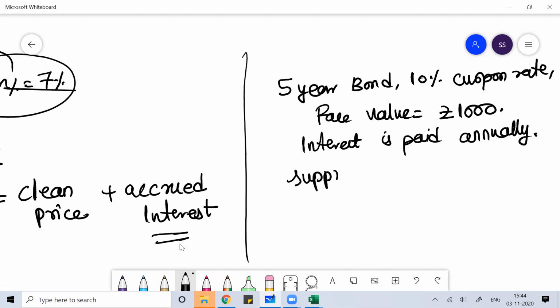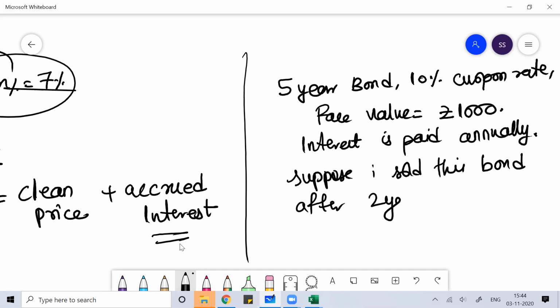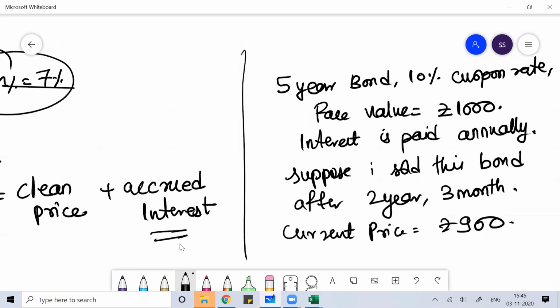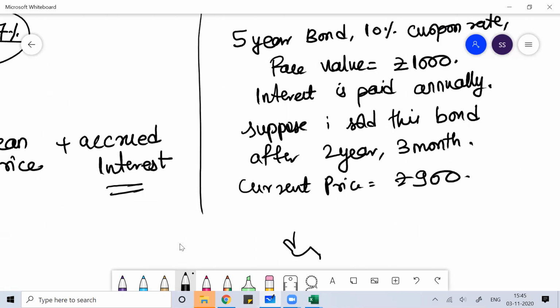Suppose I sold this bond after 2 years, 3 months. The current price of the bond, suppose, is 900 rupees. So what would be the dirty price? Actual trading will happen at the dirty price, so you have to understand what the dirty price is.